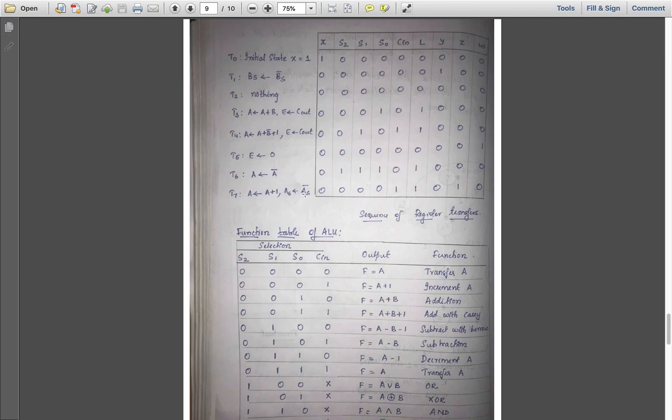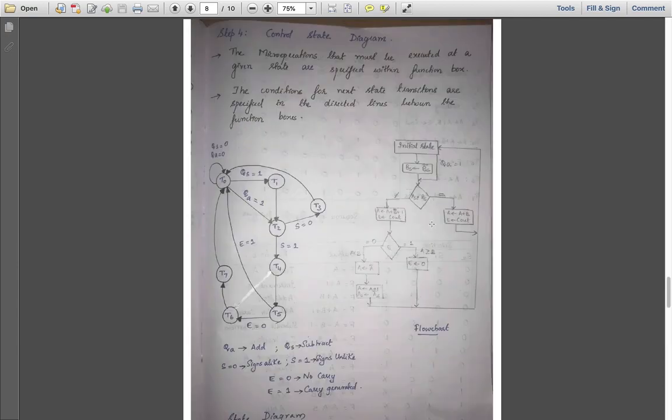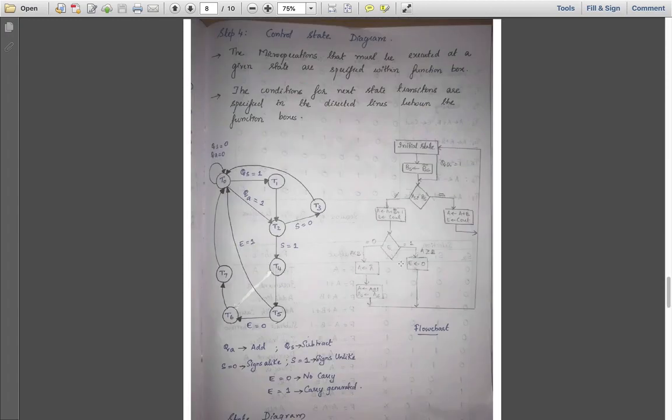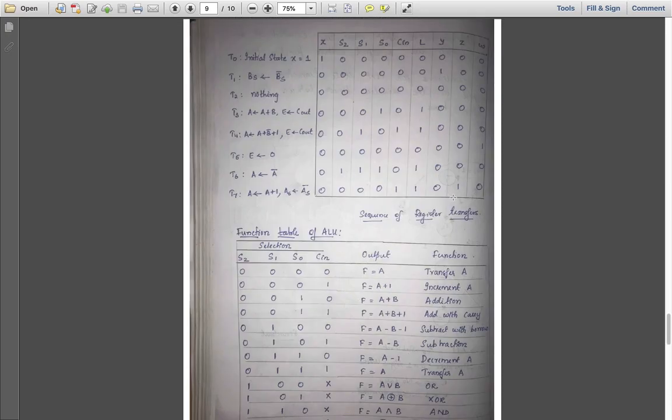Now the last state, that is T7. In T7, you are adding 1 to the content of the result to make it the 2's complement of the result. So A plus 1. Incrementing A is happening here in T7. Incrementing A requires only Cin to be 1. So Cin is set to 1 and L is set to 1 because you are loading it to A. And Z is set to 1. The reason Z is set to 1 is, let's see, the Z flag is the complement of AS. Here we know that AS is complemented and stored into the AS bit. That is the reason why the Z flag is set to 1.